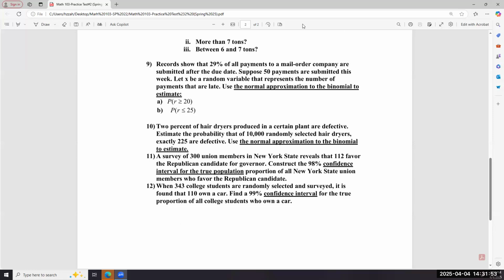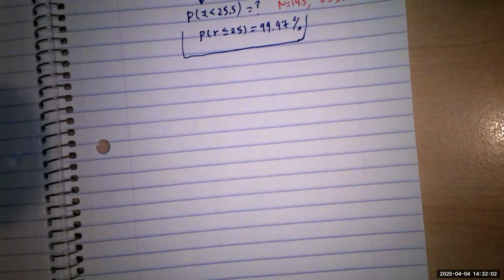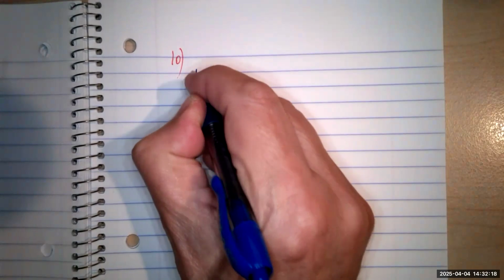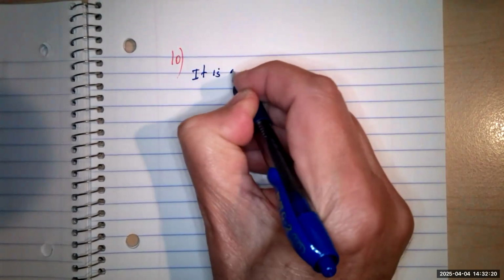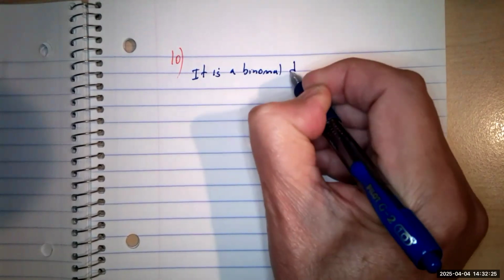So we're going to set up the problem. You have to explain it, show that you can use the normal approximation, then go to the table and get the result. So let me describe the problem for you. Number 10. What we have is a binomial case, you see. So it is a binomial distribution.